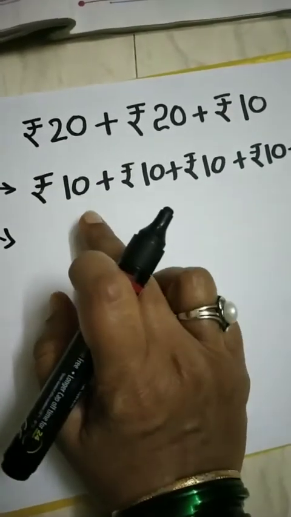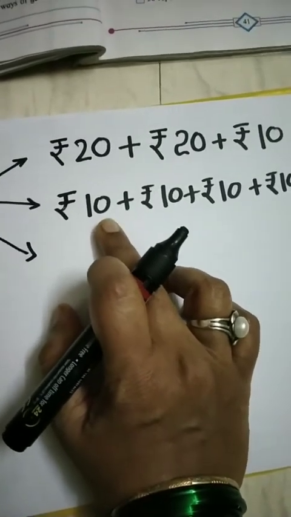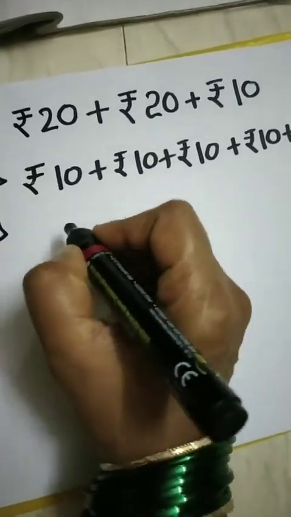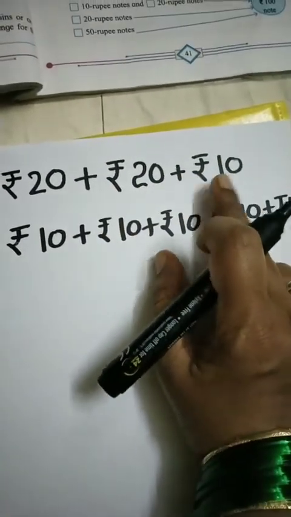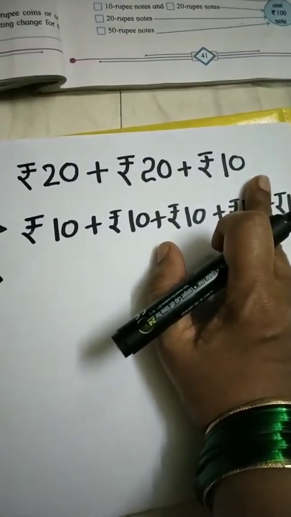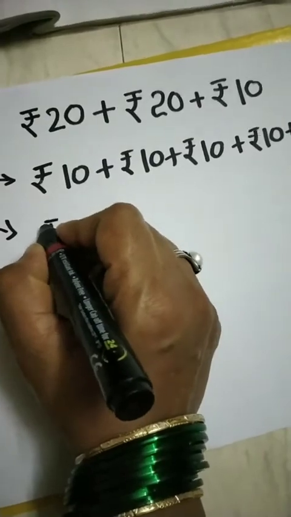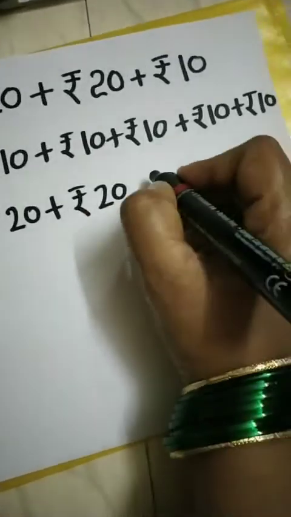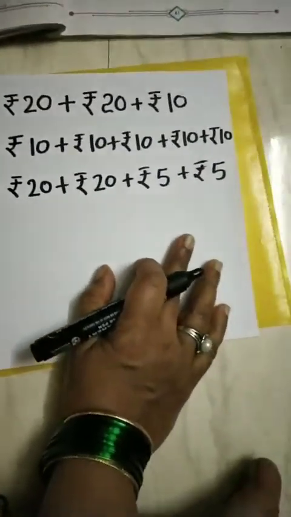You can further split this 10 rupee note also into 5 plus 5, that also can be changed. For example here 20 plus 20 plus 5 plus 5, that also can be another option of getting change for rupees 50. I'll just show you. Rupees 20 plus rupees 20 plus rupees 5 plus rupees 5. This can be the change for rupees 50.